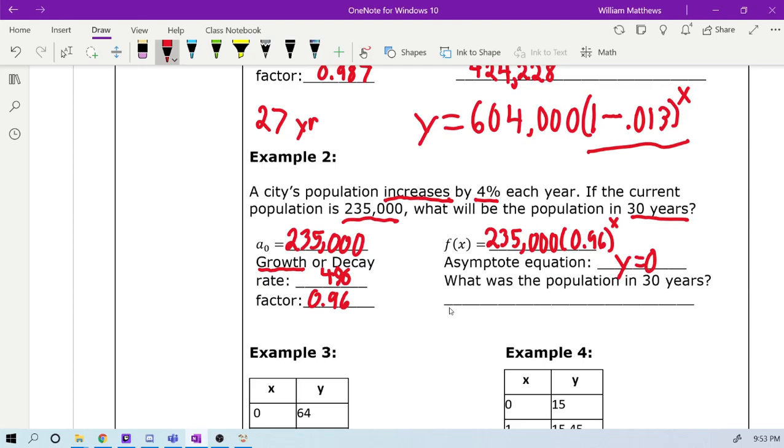Now it's asking for the population in 30 years. It's giving us the value which we substitute in for x. So this would be 762,198 people.